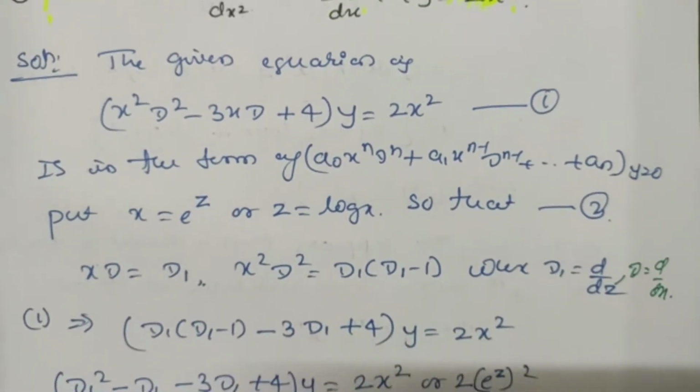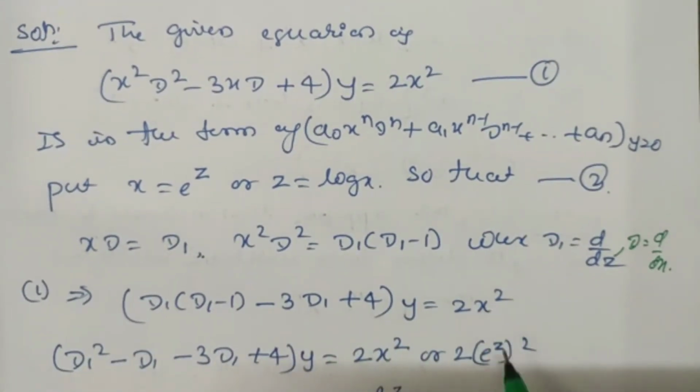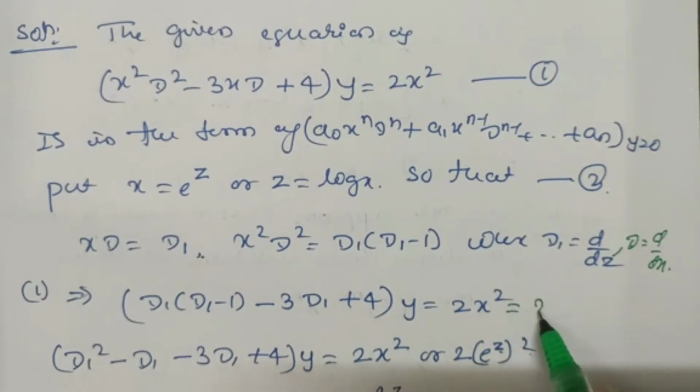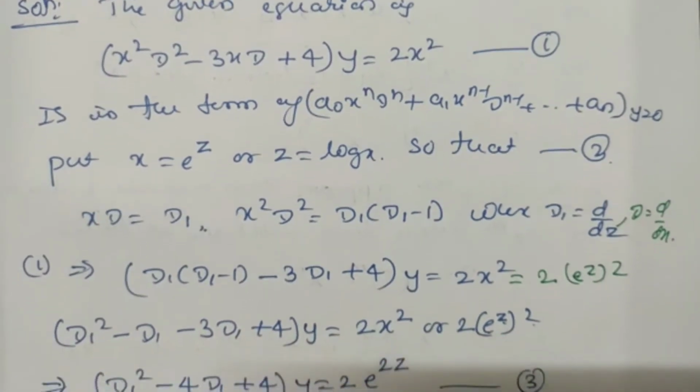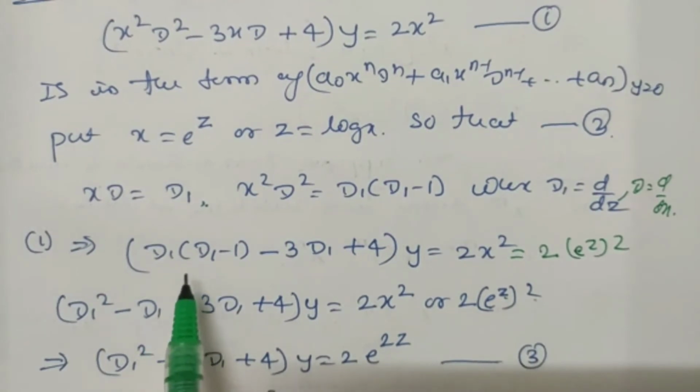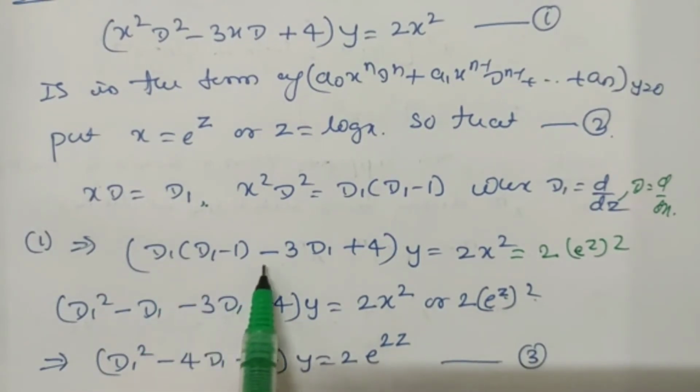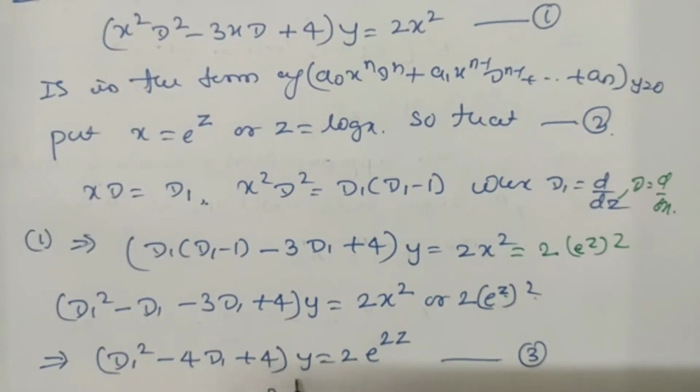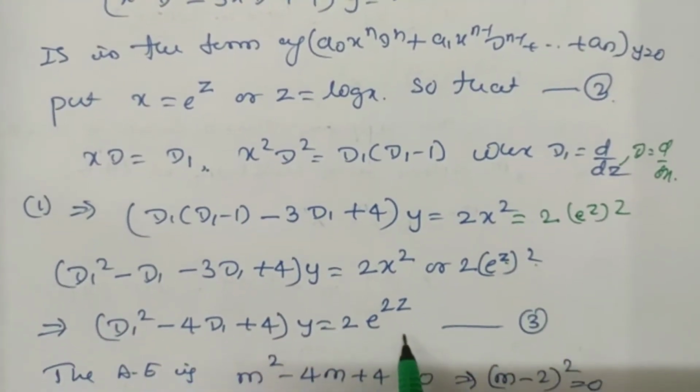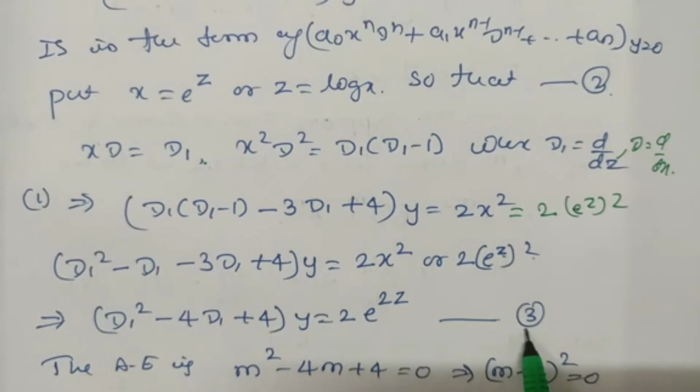So here we can replace this x square also. Here x square is nothing but e raised to z whole square, that is e raised to 2z. So now open this bracket, D1 square minus D1 minus 3D1 plus 4, that is D1 square minus 4D1 plus 4 of y is equal to 2 into e raised to 2z. Take this one as equation number 3.